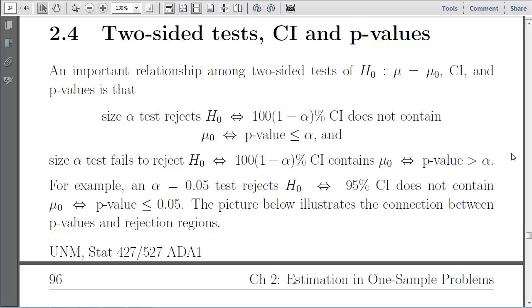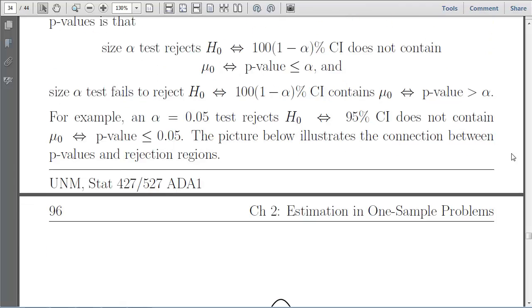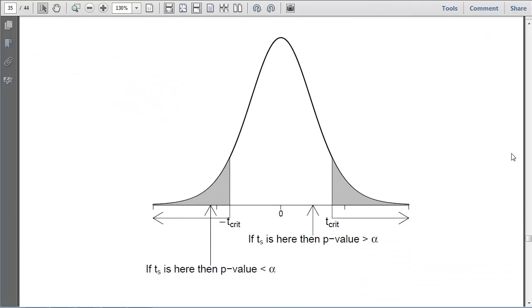Rewind and play me again if you want to hear it again. I won't repeat it. All right, so here's sort of that example.